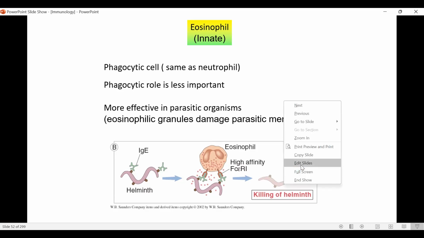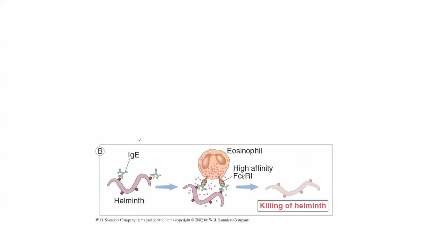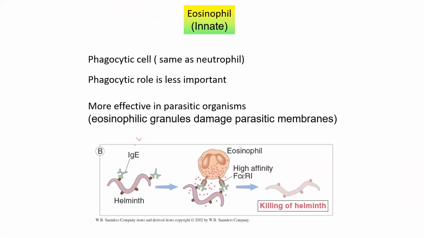IgE. IgE takes part in parasitic killing. Like this is the IgE, and whenever IgE binds, this is the Fab portion of the IgE, it will bind to the parasite, and the Fc portion will bind to the Fc receptor of the eosinophil, and ultimately eosinophil will release some lytic enzyme and kill the parasite.